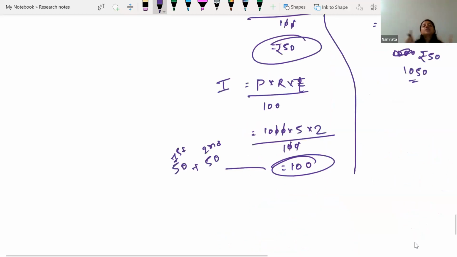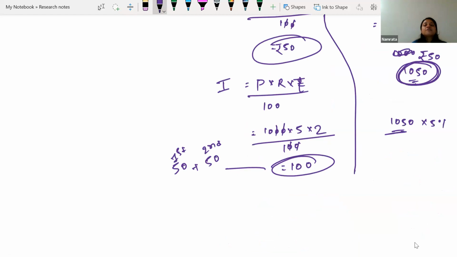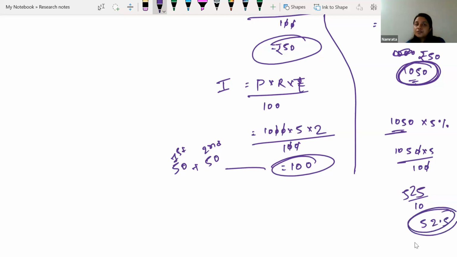Now when you go for the second year, what will they do? They will charge the interest on this amount. On this amount, 1050, they are going to charge the interest. This much 5% you have to pay to them. So that will be different, 1050's 5% means 52.5. Can you see, next year they are charging you 52.5?